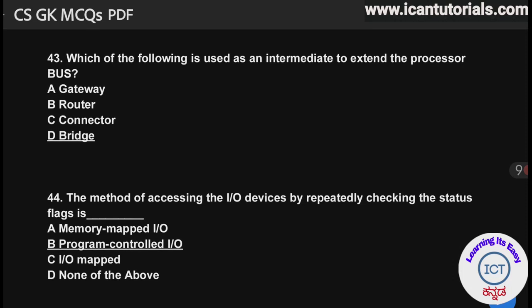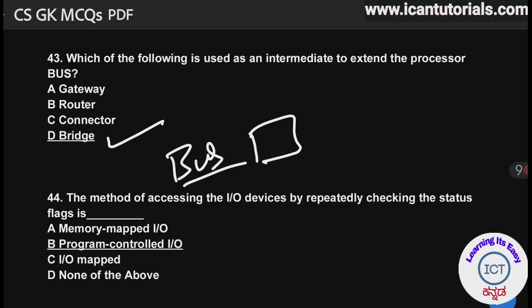So 43rd question, which of the following is used as an intermediate to extend the processor bus? And the answer is bridge. Okay, bridge is the one which is placed in between the processor bus to extend the length of the processor bus. That is the 43rd question.